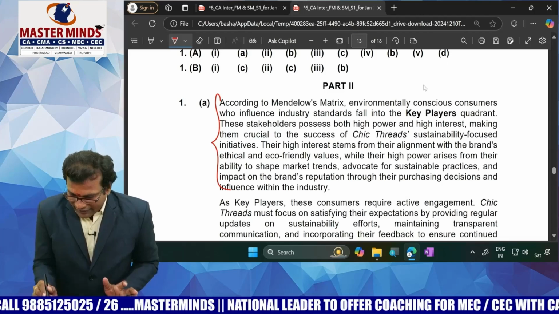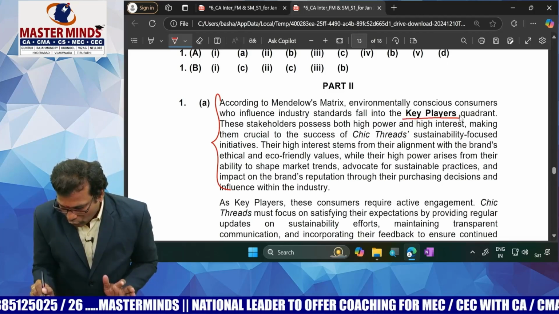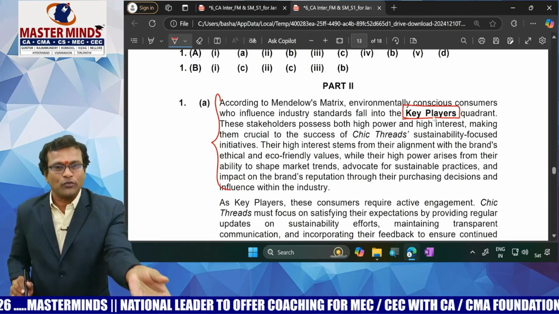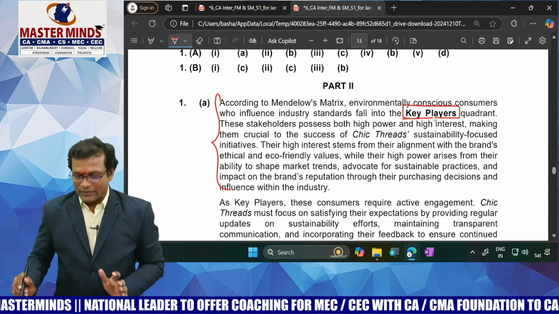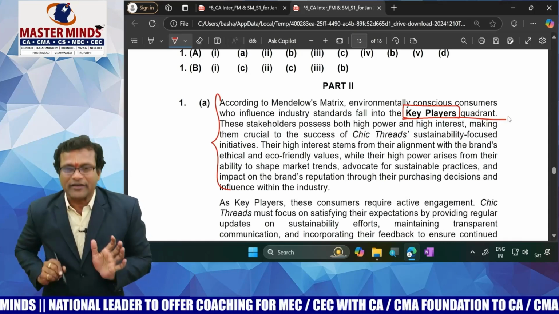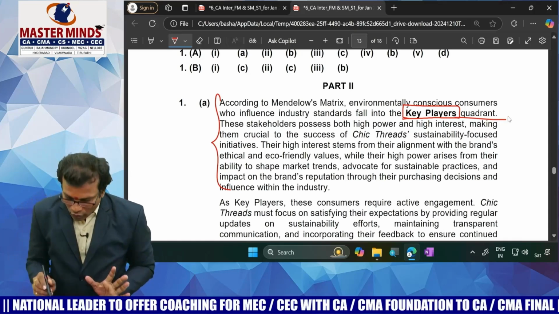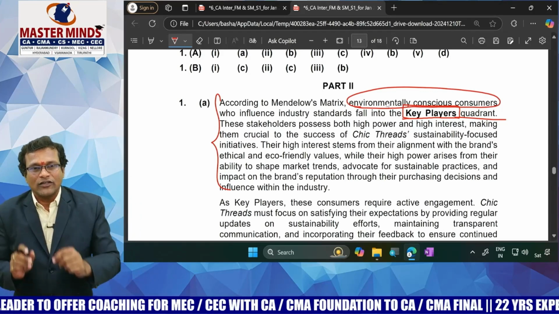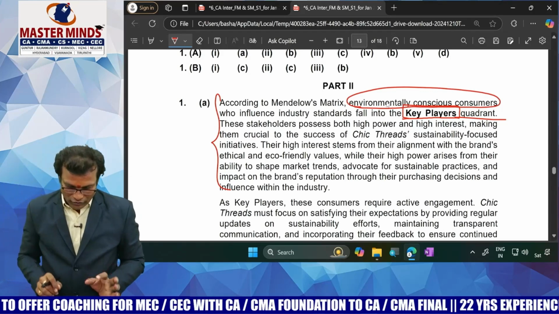First, he has identified the category to which these environmentally conscious consumers belong in Mendelow's matrix. They belong to the key players quadrant. He has used that word. Look at this one, environmentally conscious consumer. Can you relate that first point easily to the question now?